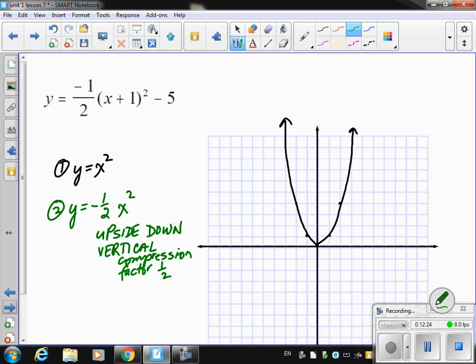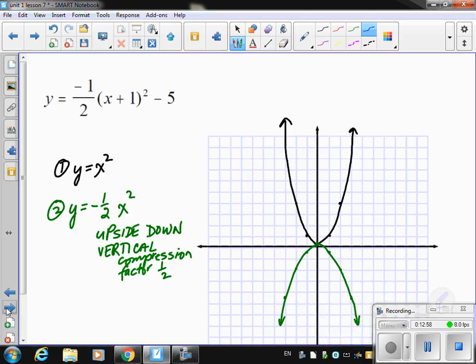So, vertex hasn't changed. I am going to go upside down. Instead of over 1 down 1, I'm going to go over 1 down 1/2. All the steps have been halved. Instead of over 2 down 4, it's going to be over 2 down 2. Instead of over 3 down 9, it's going to be over 3 down 4.5. There is our basic shape, and it should look wider and upside down.